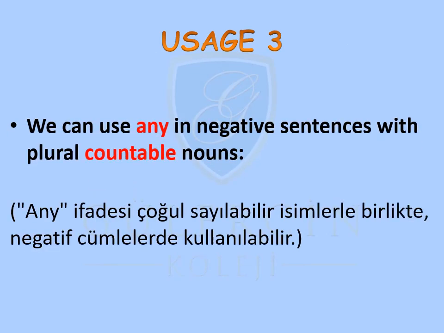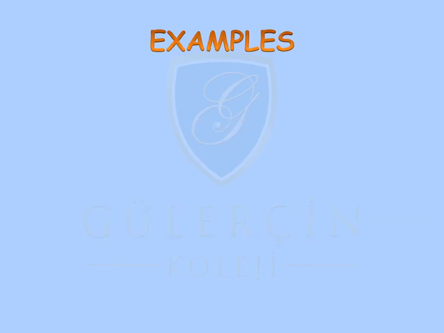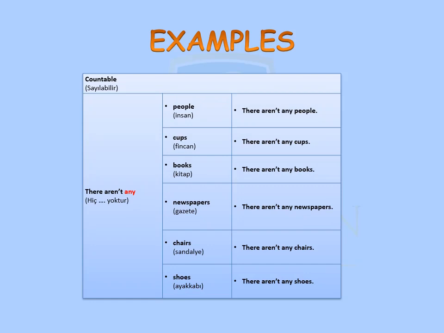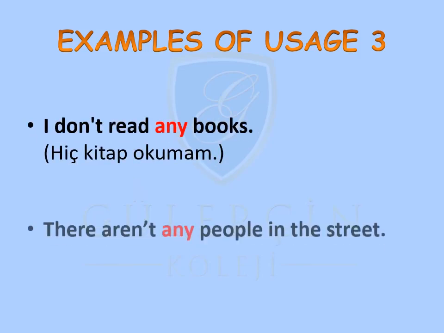Usage 3. We can use any in negative sentences with plural countable nouns. Examples: there aren't any people. There aren't any cups. There aren't any books. There aren't any newspapers. There aren't any chairs. There aren't any shoes. More examples of usage 3. I don't read any books. There aren't any people in the street.